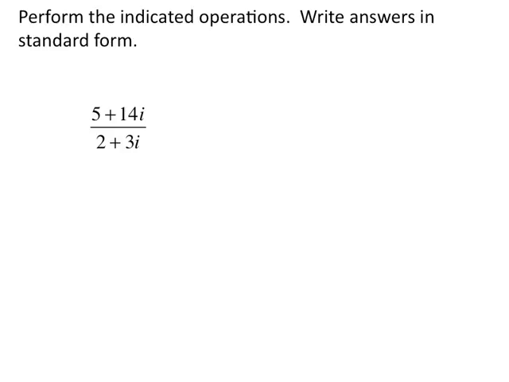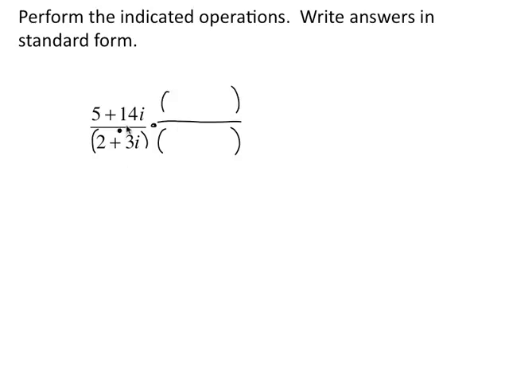Perform the indicated operations, write answers in standard form. To solve this problem, we have a binomial at the bottom of our fraction that's an imaginary number or a complex number because we have this i here. So we need to multiply it by its conjugate to get rid of it.